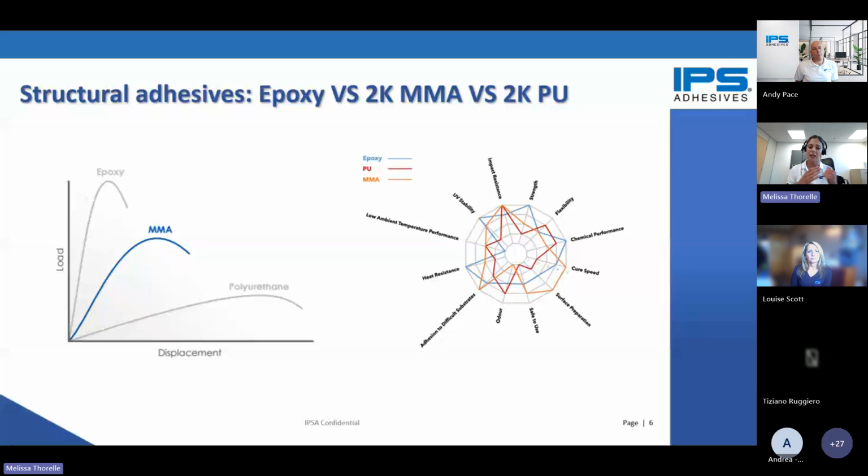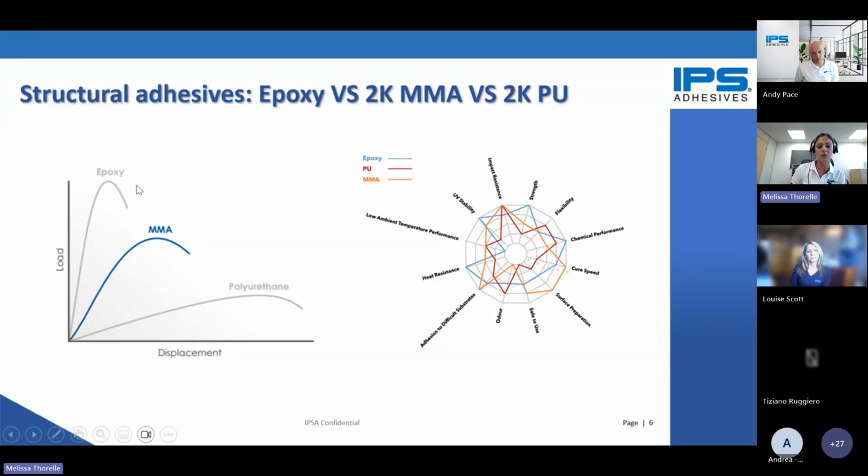Polyurethane is represented here by this curve, and it is lower in terms of strength compared to epoxy and MMA, but it has a higher elongation. This is why you have a different slope here. Polyurethane is well suited for applications where you have high dynamic load and impact resistance, but the strength is lower. You also have other drawbacks with polyurethane regarding adhesion. It has very good adhesion to wood and to some polymers, but most of the time you also need extensive surface preparation to have good properties. It's also quite sensitive to UV, and in terms of curing, much slower compared to MMA.